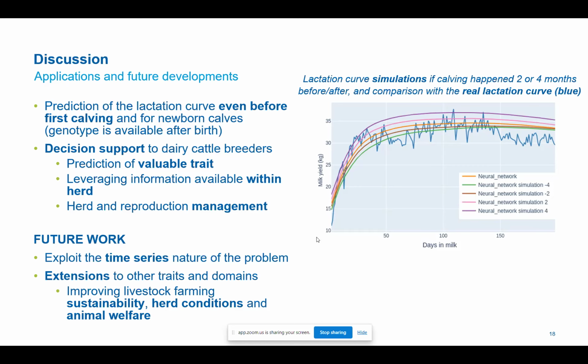Of course, our approach has limitations. One was mentioned in the previous talk, that is overfitting. We only had data from one herd, and this will not translate well to other herds. So the methodology will, but the specific results will not. We didn't explore the time series nature of the problem, so we could get even better predictions if we did. And of course, you can think about extending to other traits and domains to improve the sustainability, the conditions, and the welfare of animals.